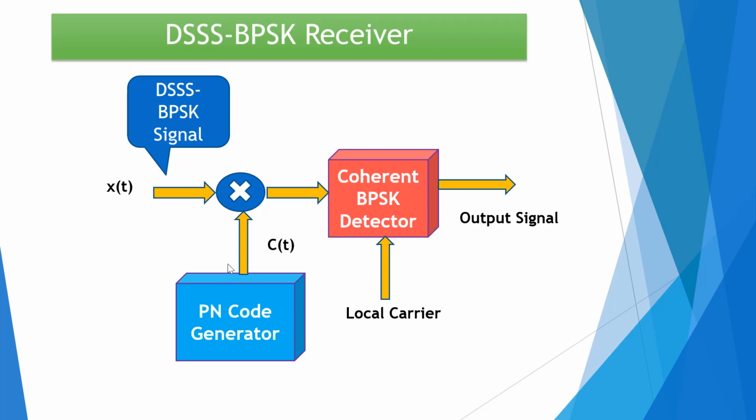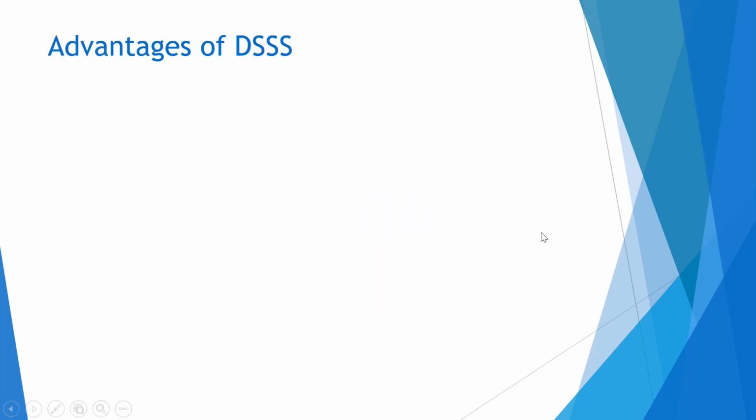So here the received signal and the locally generated carrier and the replica of the PN sequence are applied to a multiplier, which is the first stage of multiplication, and in the second stage the multiplier performs a despreading operation over here. The output of the multiplier is then applied to a coherent BPSK detector with a local carrier applied to it. So at the output of the coherent BPSK detector we will get back our original data sequence.